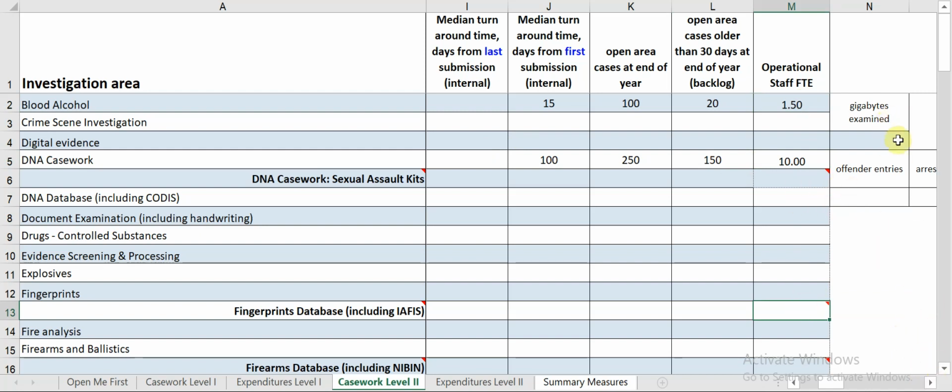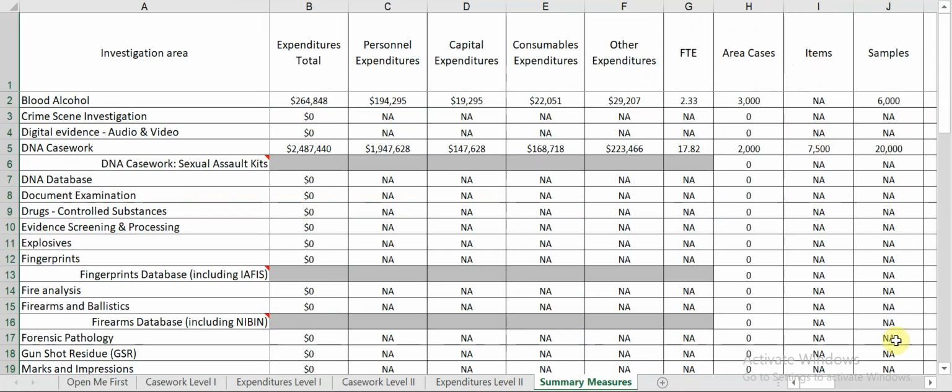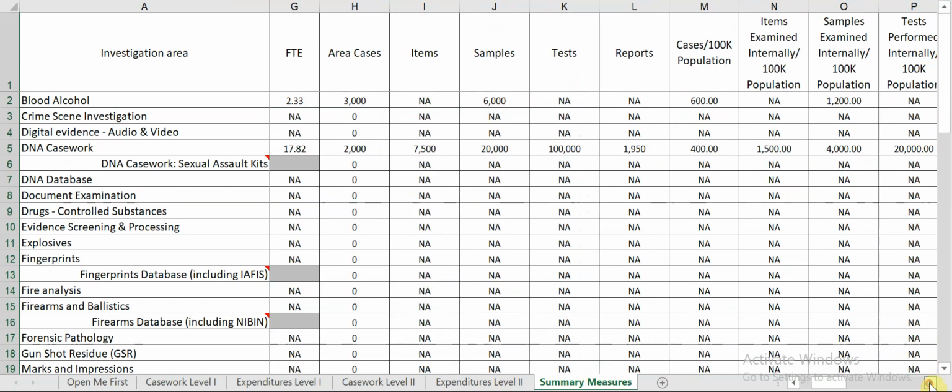The last couple things are some specialty items. In the case of digital evidence, which we didn't put in here, is how many gigabytes were examined in the lab. And in the case of DNA database, we do ask some things with respect to offenders versus arrestees, how many of the entries are coming from those areas. So great. If that's all you can provide, summary measures are going to pick up a lot more information at this point. So you can see some of the things that are happening in here.